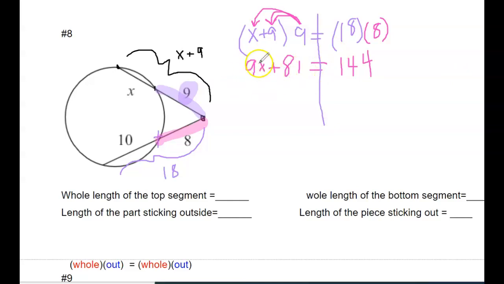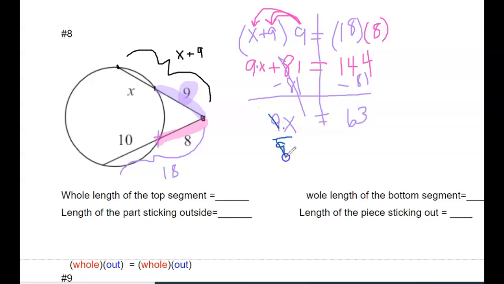I have to get x by itself. It's being multiplied by 9, so they're stuck together. So that's the last thing I do, is get rid of the 9. So I'm going to subtract 81 because I'm adding 81. So minus 81 on both sides. Subtract 81 here. So I'm left with 9x equals, what's 144 minus 81? Good, 63. So then the last step is to divide by 9 because I'm multiplying by 9.